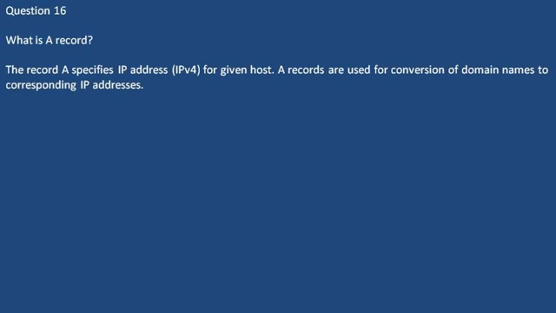Question number 16. What is A record? The record A specifies IP address, IP version 4, for given host. A records are used for conversion of domain names to corresponding IP addresses.